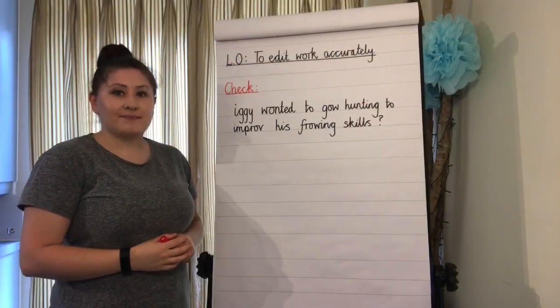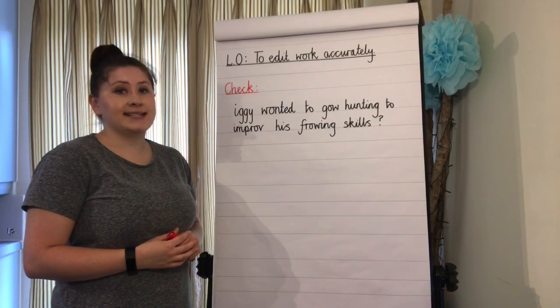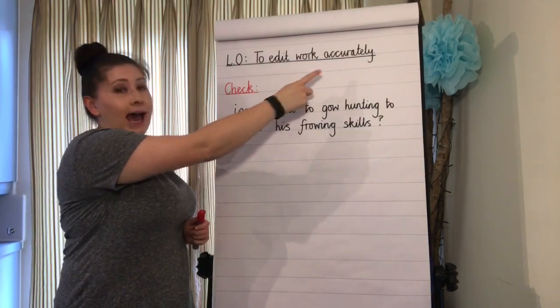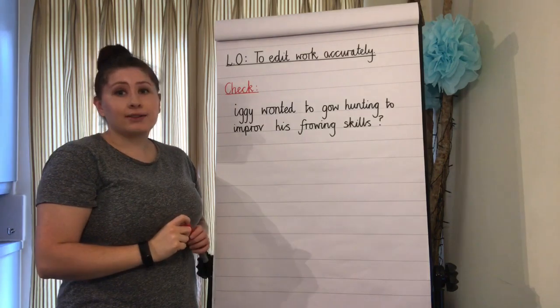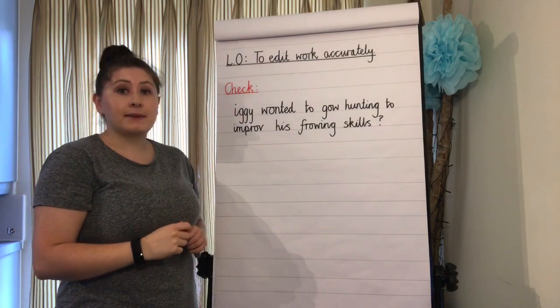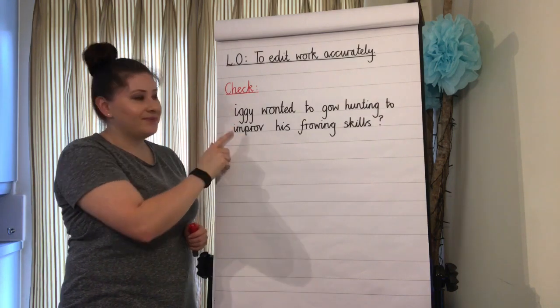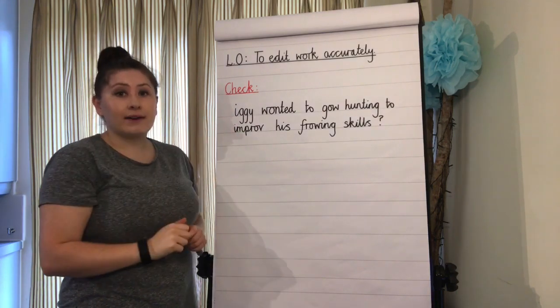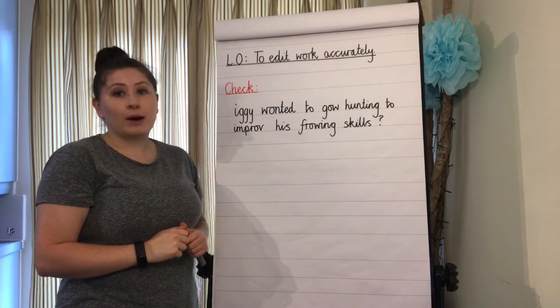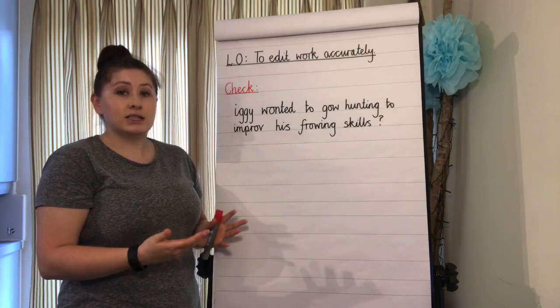Right then, Year 3, this is our lesson today and our learning objective is to edit work accurately. The word accurately is really important. We're really going to make our work the best it can be. So we're going to start with a checkpoint. This is your sentence that I'd like you to have a read through, and I'd like you to think about what mistakes you can spot and what you need to change.